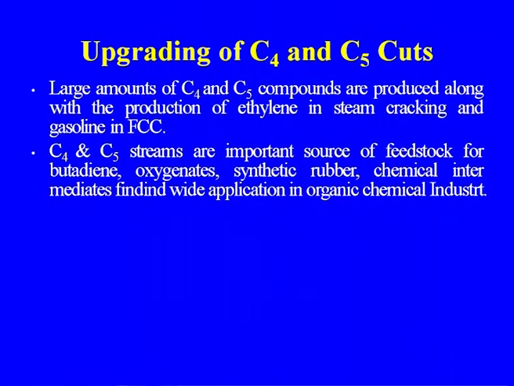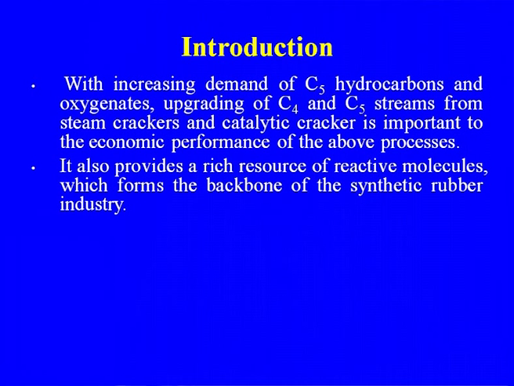C4 and C5 streams are an important source of feedstock for butadiene, oxygenates, synthetic rubber, and chemical intermediates, which are finding wide application in the organic chemical industry. With the increasing demand for C5 hydrocarbons and oxygenates, upgrading of C4 and C5 streams from steam crackers and the FCC, that is the catalytic crackers, is important to the economic performance of the above process.